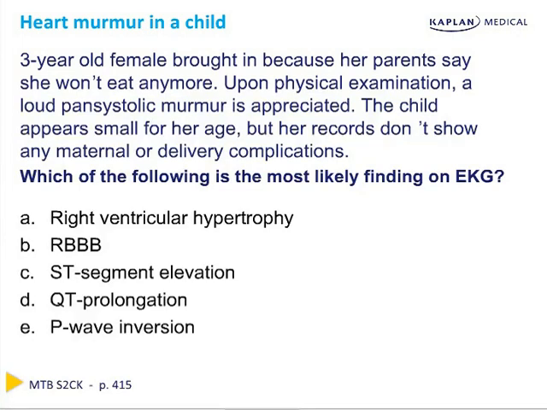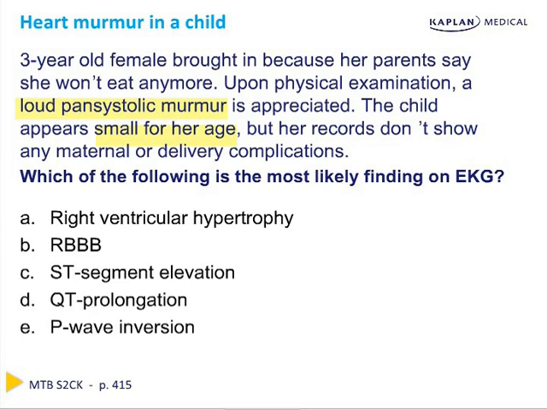The most effective way to get through questions like these is to pull out what's most important in the vignette. I want to highlight that she's got a loud pansystolic murmur because there aren't many causes of that. I then want to highlight that she's small for her age, indicating that whatever this murmur is related to, it's related somewhat to her growth retardation, because there are no maternal or delivery complications in this 3-year-old's past. So we don't have any other clear reason why she's small.